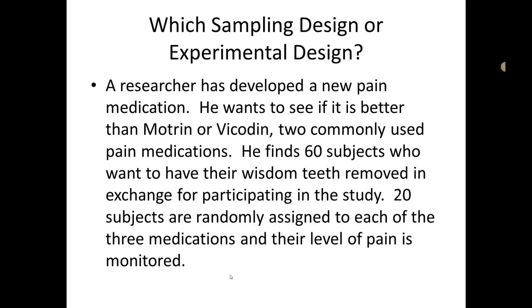So now we need to decide between completely random, block, or matched pairs design. It goes back to how we're randomizing the treatments to the subjects. In this case, we have all 60 subjects. We're taking all of them and randomly assigning them to the 3 different treatment groups. So this is a completely random design.